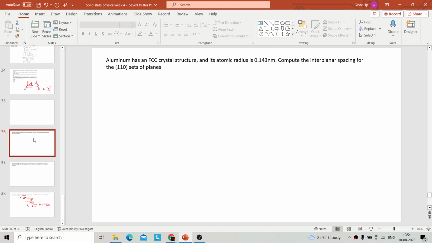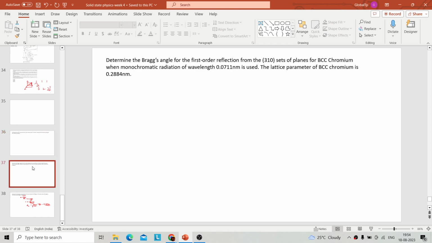I am giving two more problems to solve, so you can solve them for the next class. These are two problems similar to the kind we have solved today, similar to two or three of the problems. So you can note down these two problems and solve them for the next class.